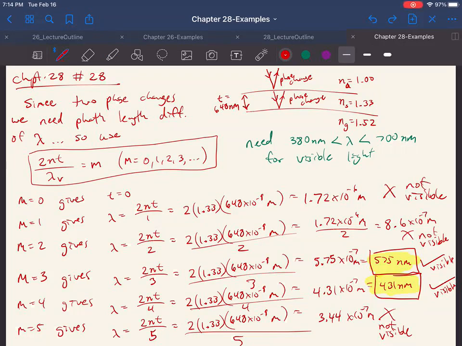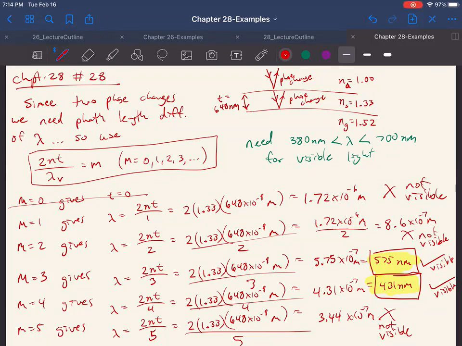Well, at m equals 0, we really don't have anything interesting there because that basically implies that t equals 0. And so we don't have any kind of a film, but we do actually have a film thickness. So we don't need to worry about that one. So if we look at m equals 1, we solve our equation up above for lambda. So that equals 2nt over 1. This time, it's just the one, it makes it pretty easy.